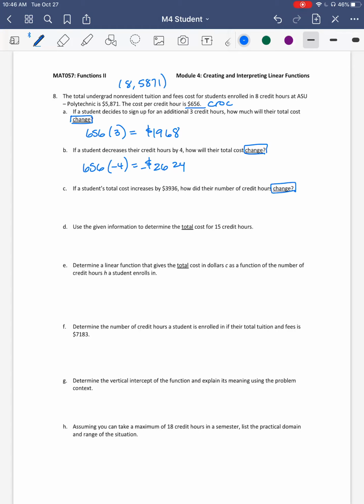Part C says if a student's total cost increases by $3,936, how does their number of credit hours change? Now we want to know the change in input. And so we take that $3,936, divide by the $656 per credit hour, and we're actually going to get 6. So that means they signed up for 6 more credits.